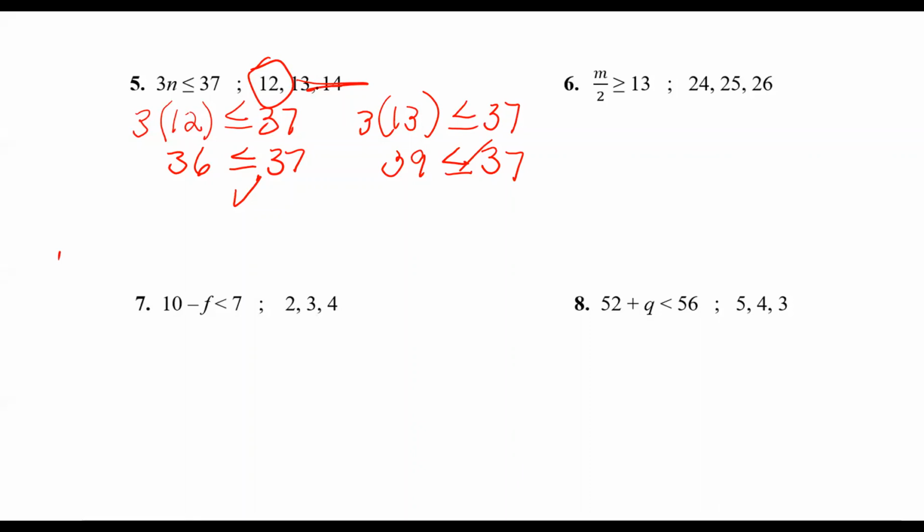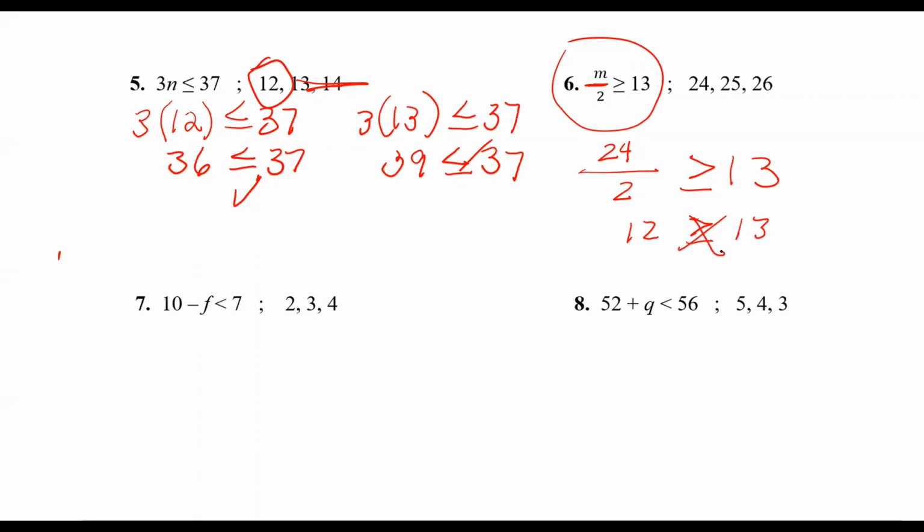Let's go ahead and try a division one, because these sometimes freak you guys out when you see it because it looks like a fraction to you, but you need to remember that that fraction bar is a division symbol. So I'm going to plug in 24 instead of m. So 24 over 2 means 24 divided by 2. And I want to see if this is a true statement. 24 divided by 2 is 12. Is 12 greater than or equal to 13? Nope, not on this planet. So 24 is not a solution.